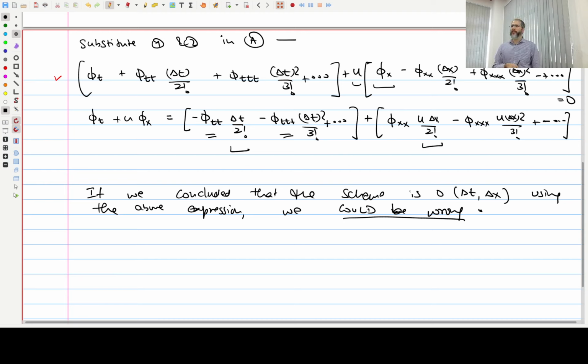But this idea does not work correctly in all situations. I'll give you an example to work at home. So we could be wrong. Could is the word here. It's not that we'll always be wrong, but we could be wrong here. So the only way we can figure out with confidence what the error of the scheme is, is if we write the modified equation. The modified equation is when you eliminate all the time derivatives in the error term on the right hand side. So let's do that.